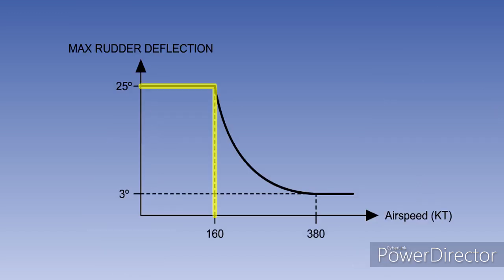This graph depicts the operation of a typical ratio changer. You can see that full rudder is available up until 160 knots. The travel then reduces progressively until at 380 knots, only approximately 3 degrees of travel is available with full pedal deflection.